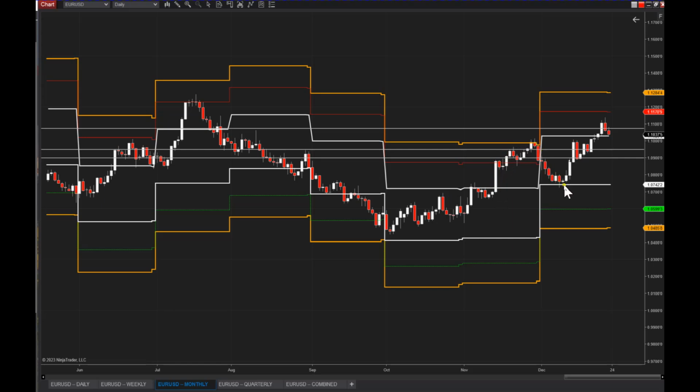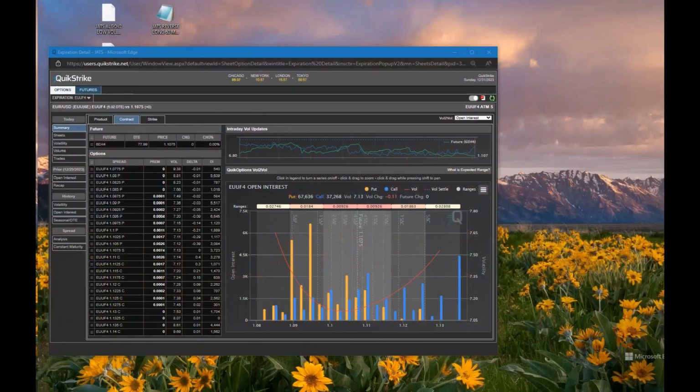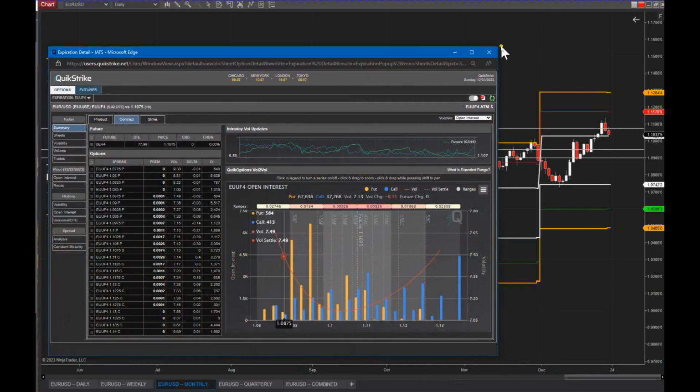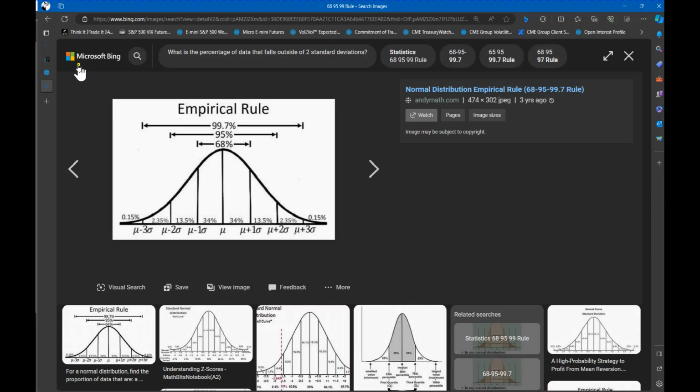And now we came back to the bottom of the monthly 1 and bounced, broke the upper monthly 1, but have come back to test it. And we're going to flip around in just a minute. I'm going to show you the Quick Strike again. Come back over here.